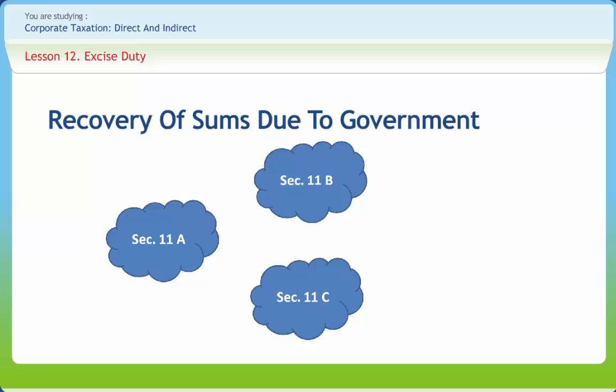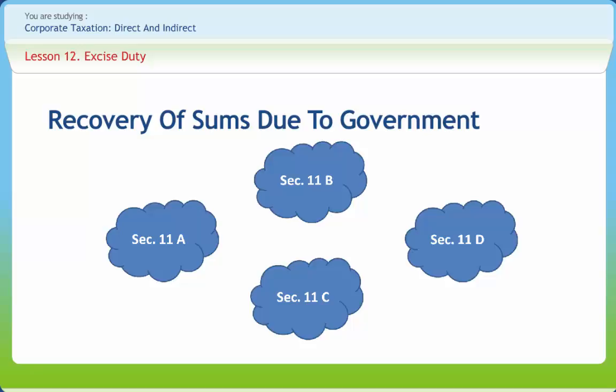practice. Where any notification under subsection 1 in respect of any goods has been issued, the whole of the duty of excise paid on such goods, or, as the case may be, the duty of excise paid in excess of that payable on such goods, which would not have been paid if the said notification had been in force, shall be dealt with in accordance with the provisions of subsection 2 of section 11B. 11D states duties of excise collected from the buyer to be deposited with the central government.